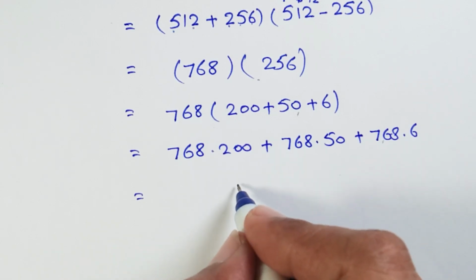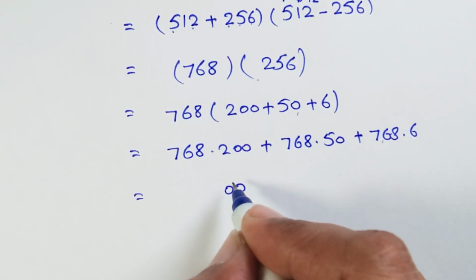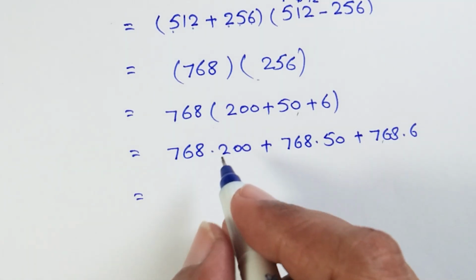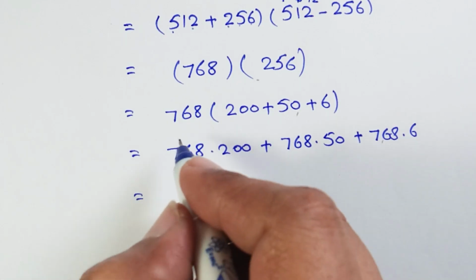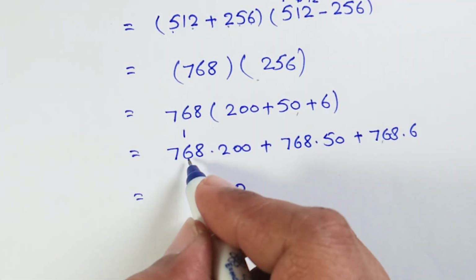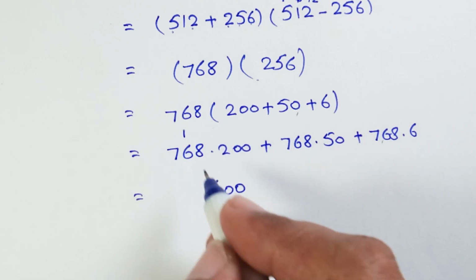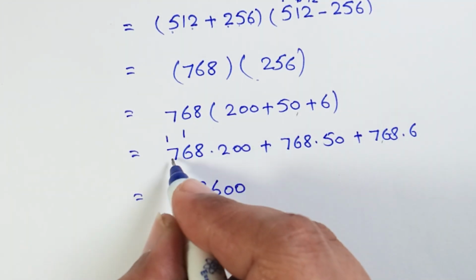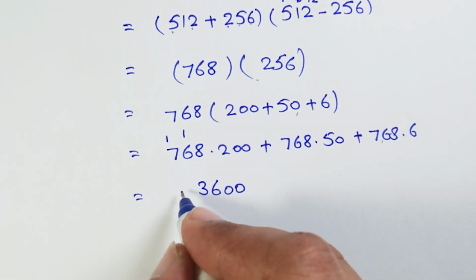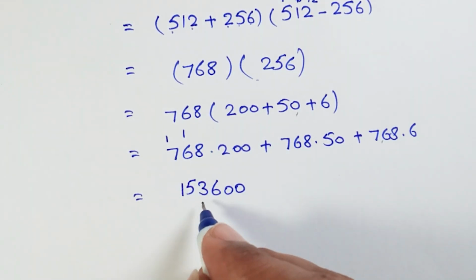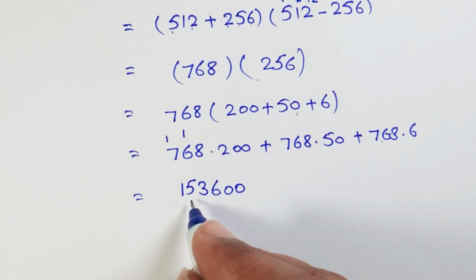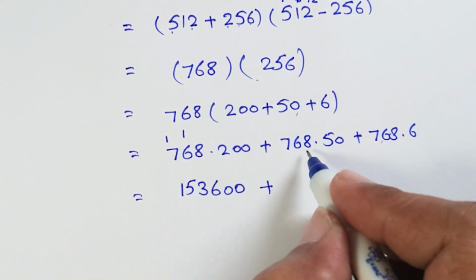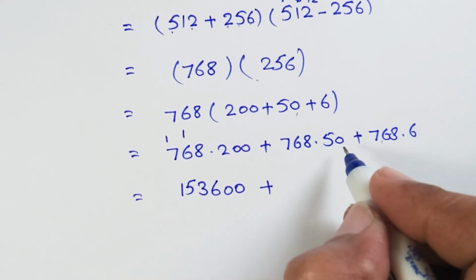So both 0s will come the same. 2 times 8 is 16. So we will write here 6, and 1 is left. 2 times 6 is 12, 12 plus 1 is 13. So we will write here 3, and 1 is also left. 2 times 7 is 14, 14 plus 1 is 15. So it gives us the value 153,600 plus.